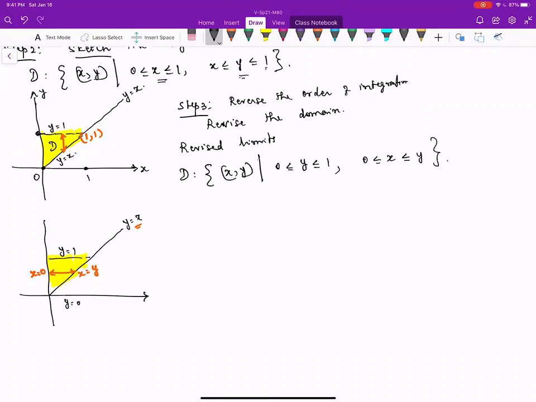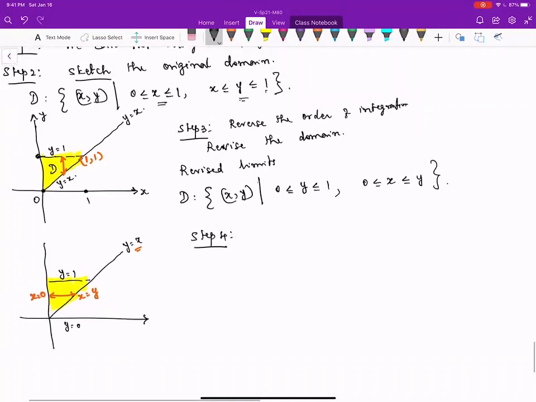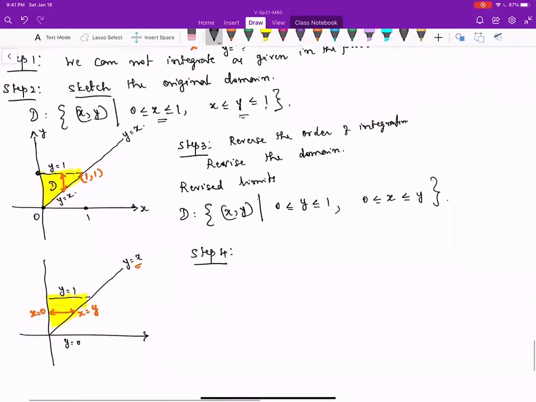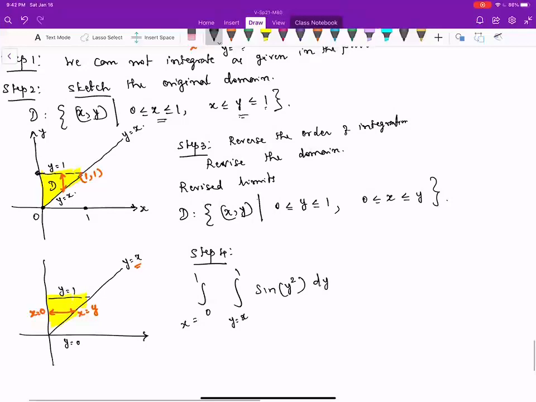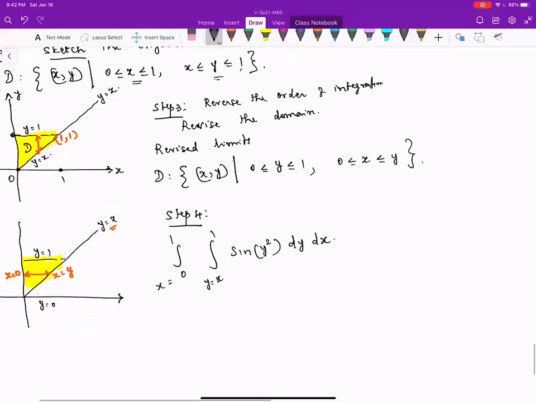So x runs from 0 to y. So the limits now, you change the limits and do the integration. See whether you can integrate now. Previously it was integral 0 to 1, integral x to 1, sine of y square dy dx.